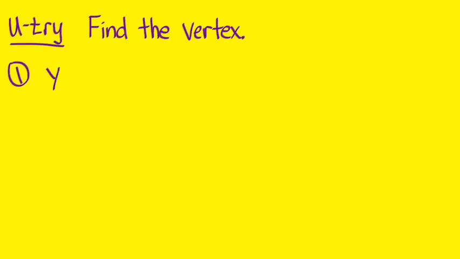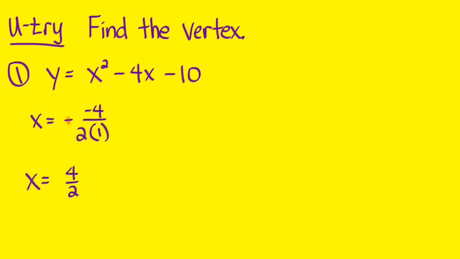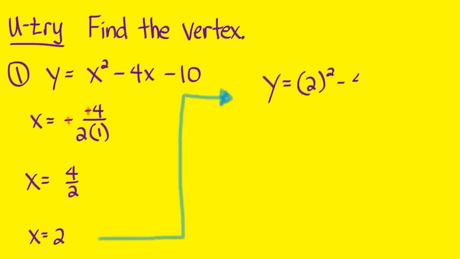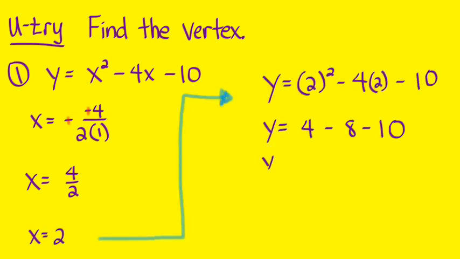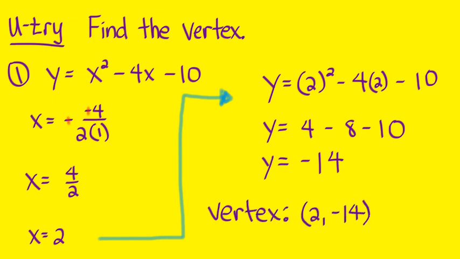And again, we're just practicing these skills. Next class, we'll look at graphing. And when we graph, we want to find the vertex first and then do 2 points above and 2 points below. But we'll talk about that more next time. Hopefully you did this U-try and checked it and got negative 2, negative 14.